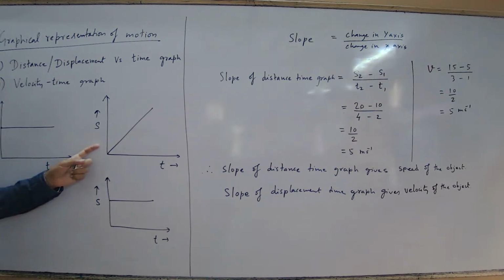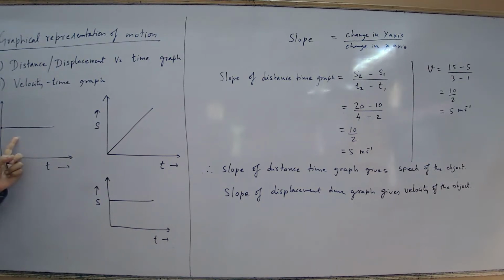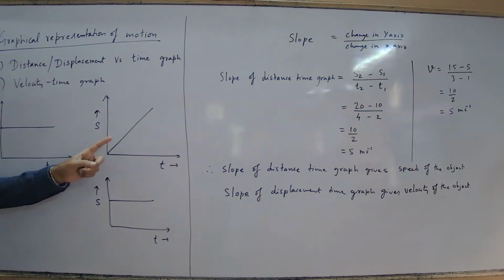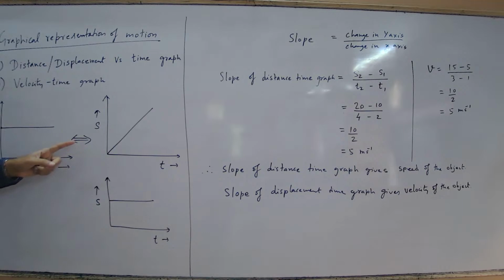Here, distance is changing equally in equal interval of time. And this also is the same thing. Velocity is not changing. But what is changing? Distance is changing equally in equal interval. So these two graphs are equivalent. Understood? This is what you have to think: what is changing, what is not changing. Rate of change of distance or displacement is velocity.